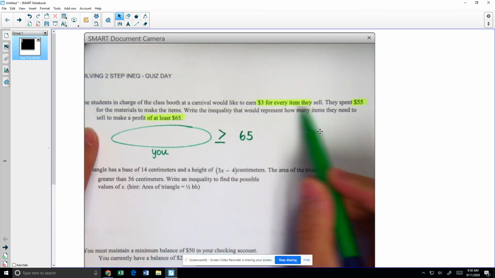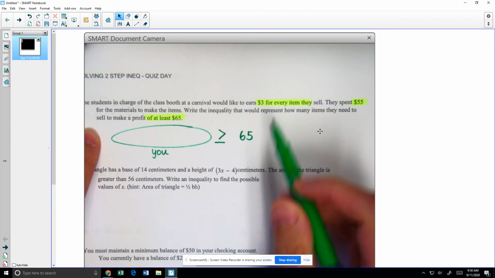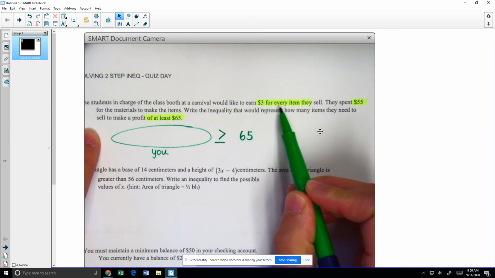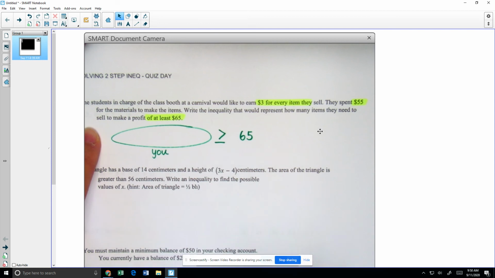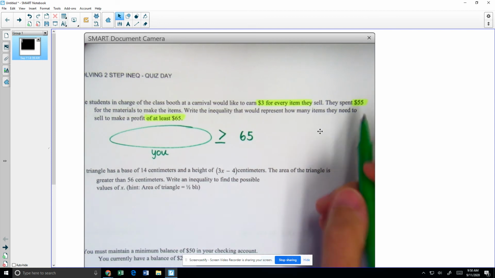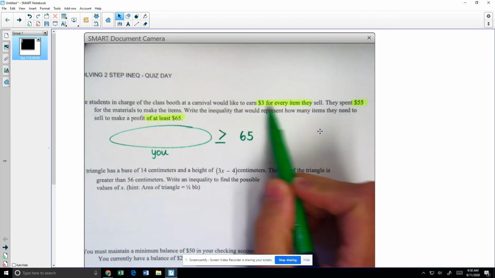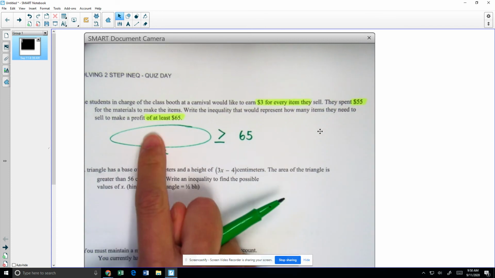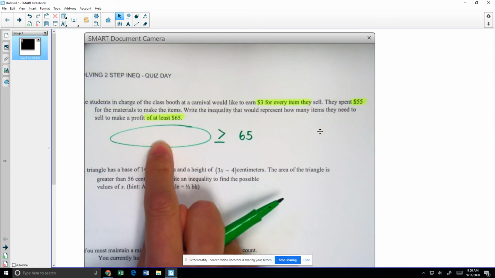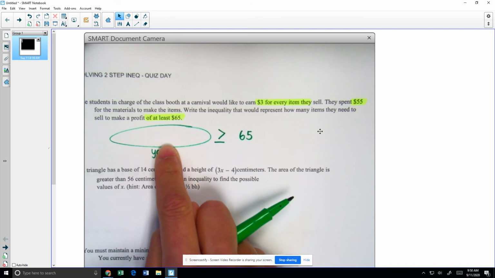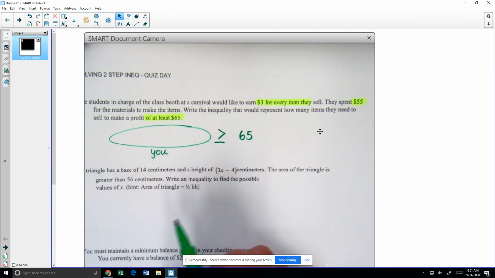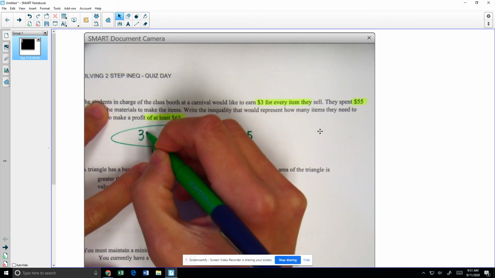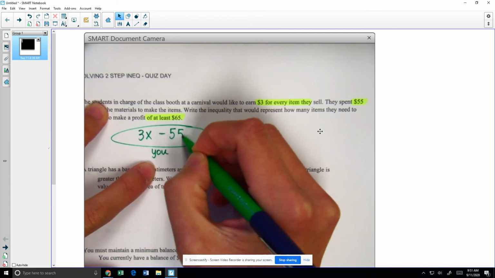So we have a $3 and a $55. I make $3 for every item I sell, but I already spent $55 on the materials. I spent this, I make this. So I know these two numbers go in this big side. Does anyone think they know how to write it? Is it 3x minus 55? Yes, it is. Good job.